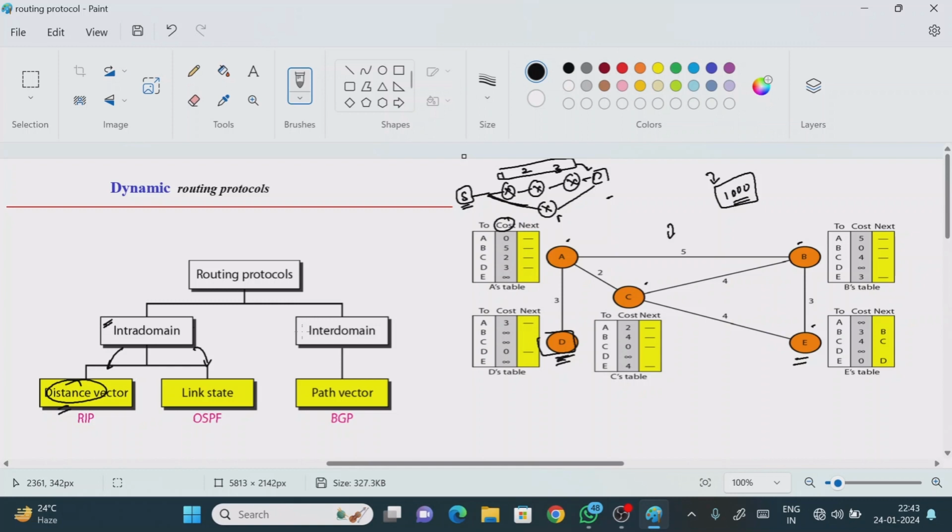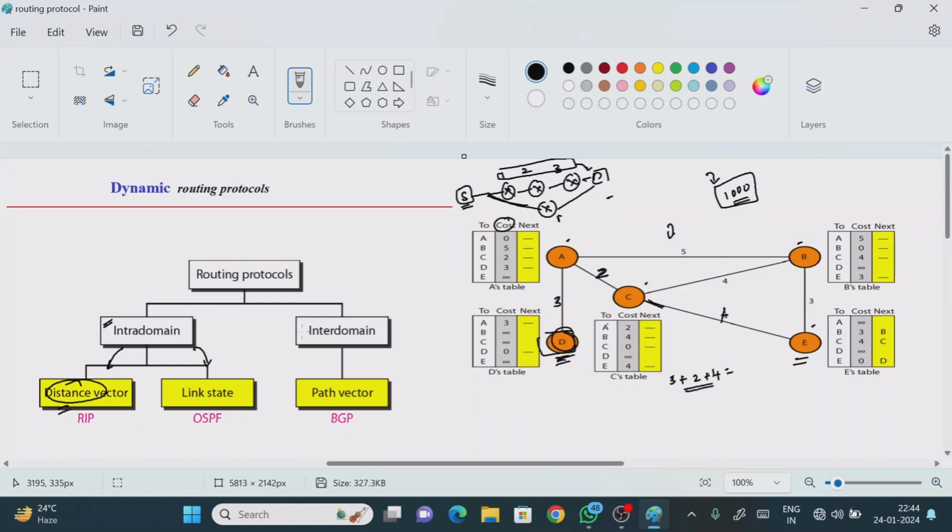So what exactly does distance vector routing mean? It calculates based on the number of routers. Suppose, for example, from D to A there are 3 routers, just for example. Then from A to C the cost is 2. From C to E the cost is 4. Now if you add this up, what is the answer? 3 plus 2 plus 4, right?